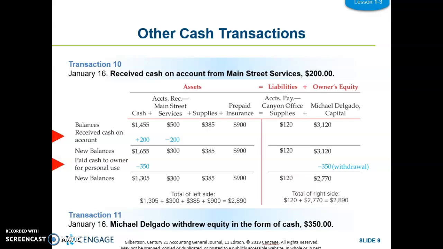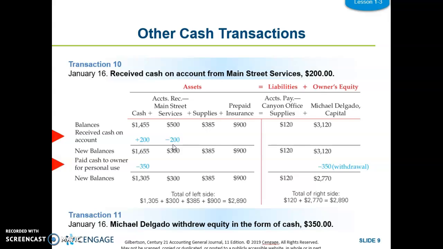So the first transaction on this slide is from January 16th. We received cash on account from Main Street Services, $200. So for this one, we received cash, so cash will increase by $200. And now Main Street Services, they paid on account. So the amount that Main Street Services owes us is decreasing. So because of that, accounts receivable will decrease by $200. Our accounting equation is still going to be in balance because we added and subtracted just on one side of this equation.